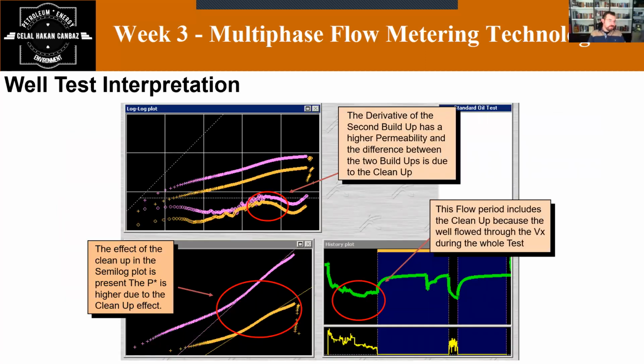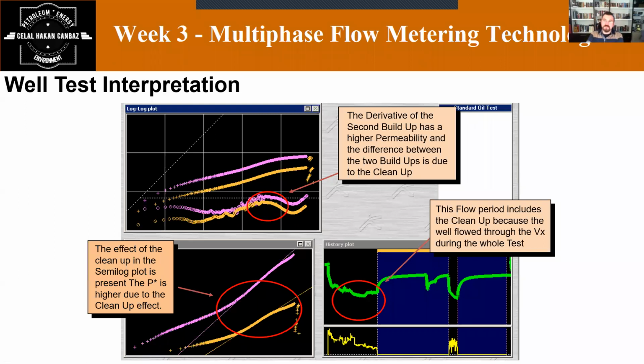Okay, here you can see some results which have been plotted by Ekrin. Here in the first one, this is the derivative of the second build-up. It has higher permeability compared with the first one, right? The reason is that we are adding the rate results of the earliest times, which match with the cleanup period.